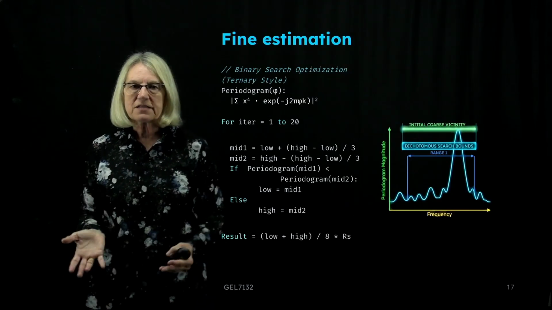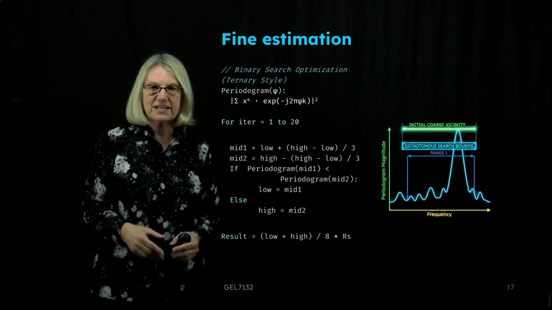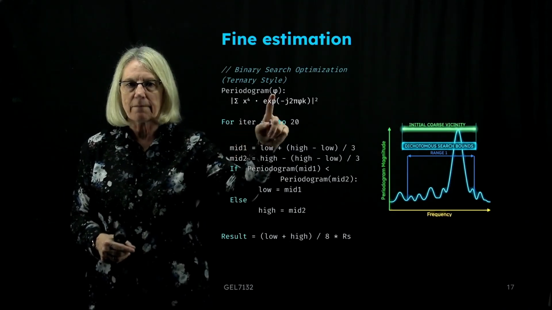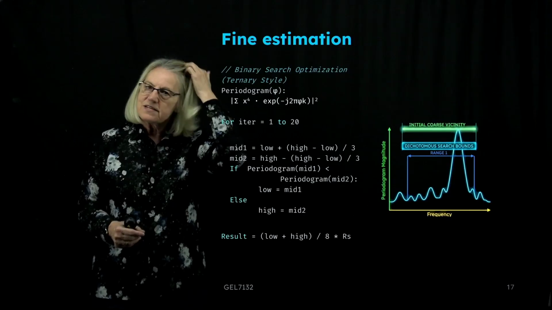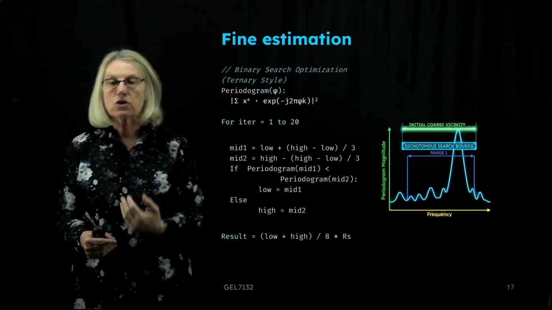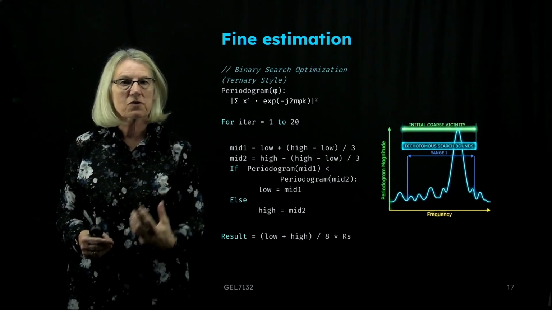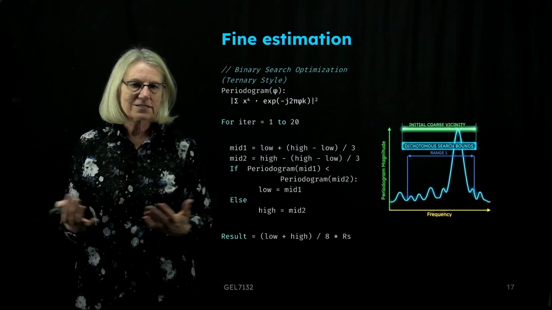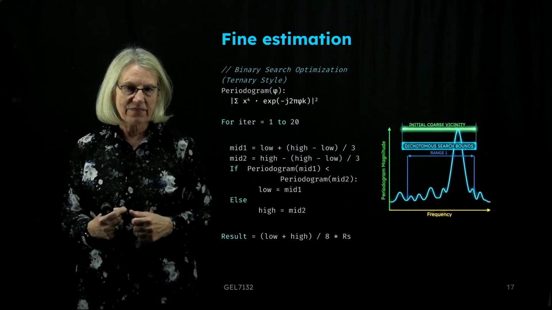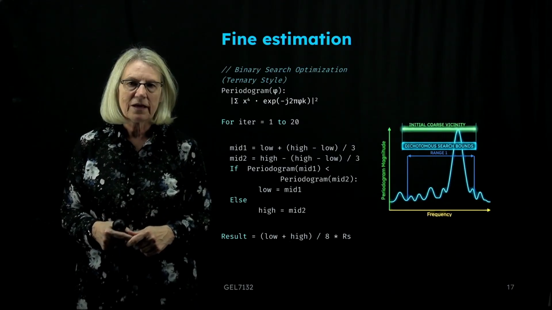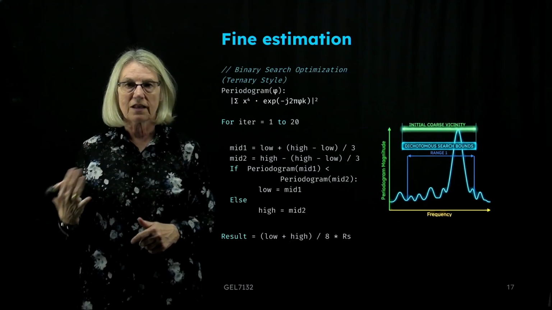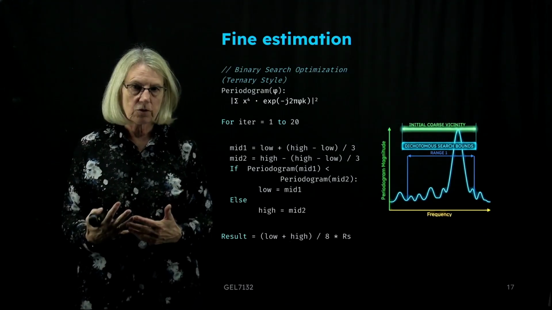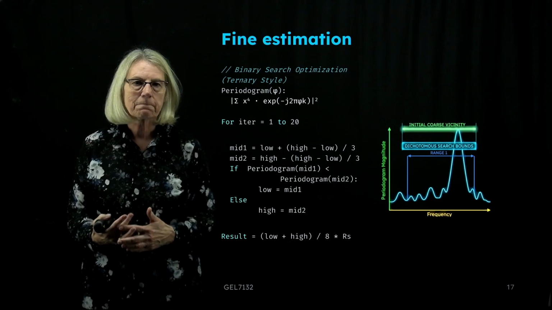The second step is a fine estimation, and for the fine estimation we use a periodogram. A periodogram is like an FFT, but in this case I understand that noise is present, and because noise is present I'm using a more sophisticated method of estimating the spectrum than I would with FFTs, which gives me finer resolution and allows me to make a better determination of the true frequency offset.